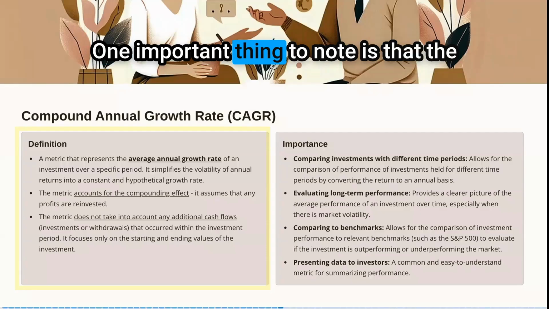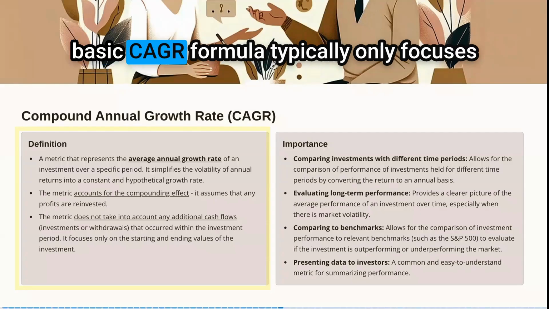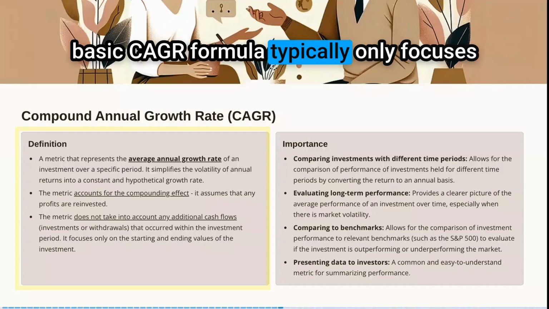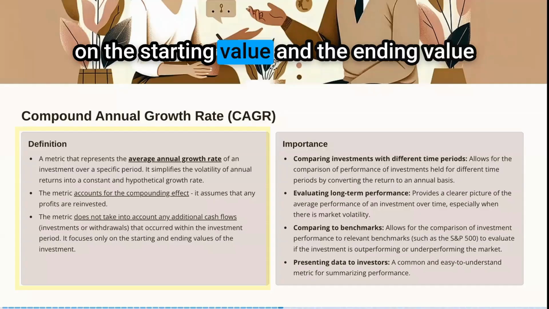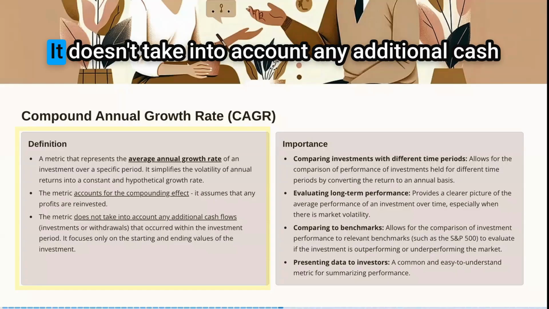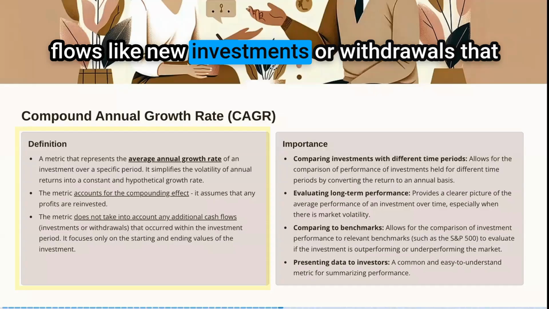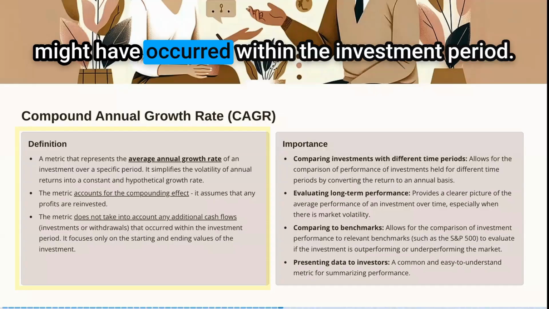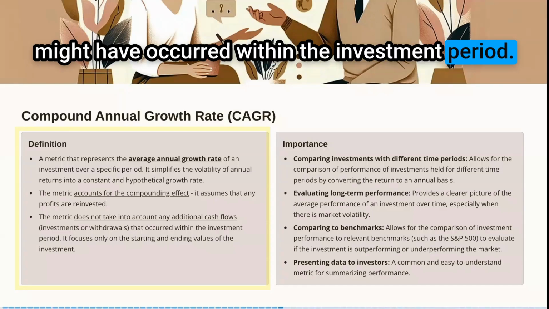One important thing to note is that the basic CAGR formula typically only focuses on the starting value and the ending value of the investment over a number of years. It doesn't take into account any additional cash flows, like new investments or withdrawals, that might have occurred within the investment period.